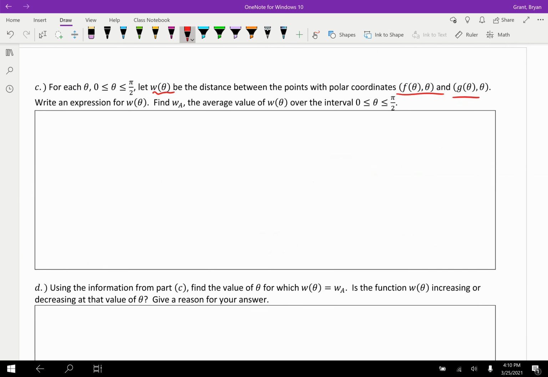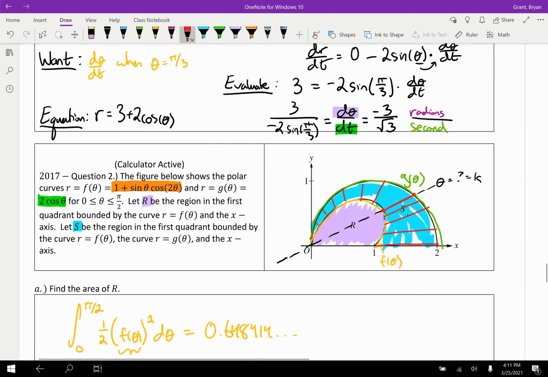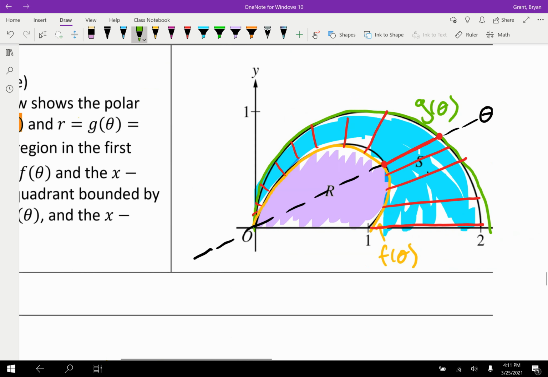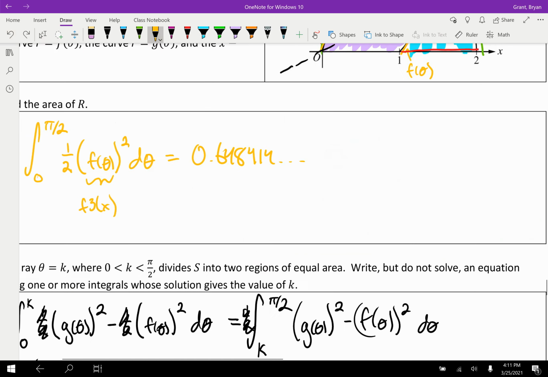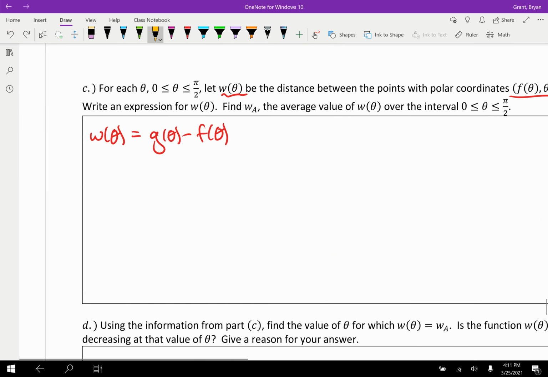Okay, so W of theta is the distance. How could we write an expression for W of theta? Well, I hope so, because they ask us to do it. Isn't that just the outside function, which is g of theta, minus the inside function, f of theta, right? Because essentially what you're doing is you're taking this long ray to the outside function, that's the value of g of theta, and then you're subtracting off the ray to the inside function. So if you do the green one minus the orange one, it leaves you with the red function. There we go. That's actually pretty easy to do. So there's W of theta.